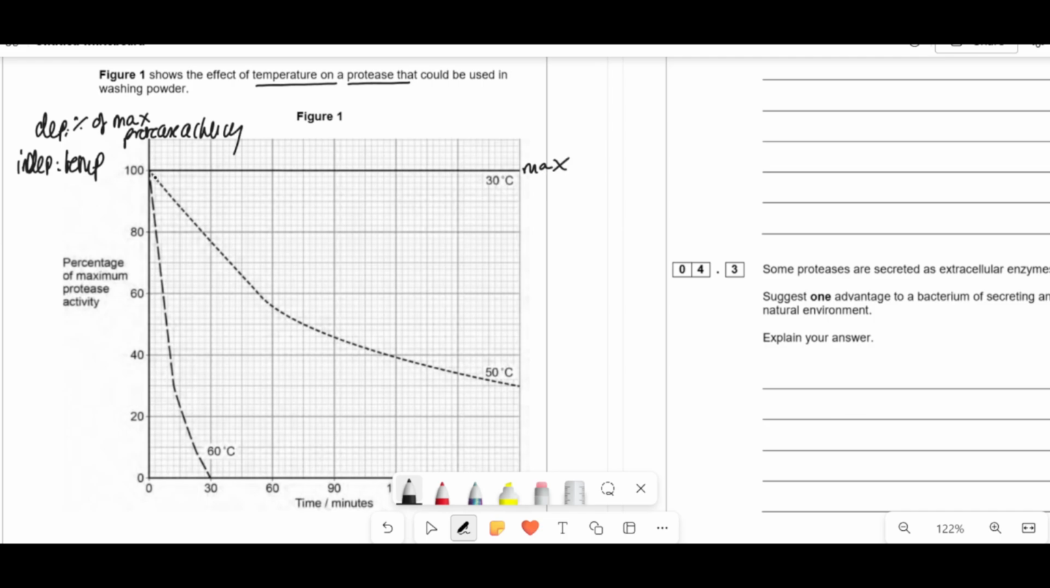If you look at the 50, it starts off at the 100 and it's working maximum, but then it decreases as time goes on, the percentage activity with 50, but then it keeps decreasing and then it looks like it's starting to level off. So it might actually level off at about 30% of the original activity. And if you look at 60, it's going down, and then all the way down to 0. So this clearly means that it's not able to do its activity anymore. So protease has stopped working here, right?